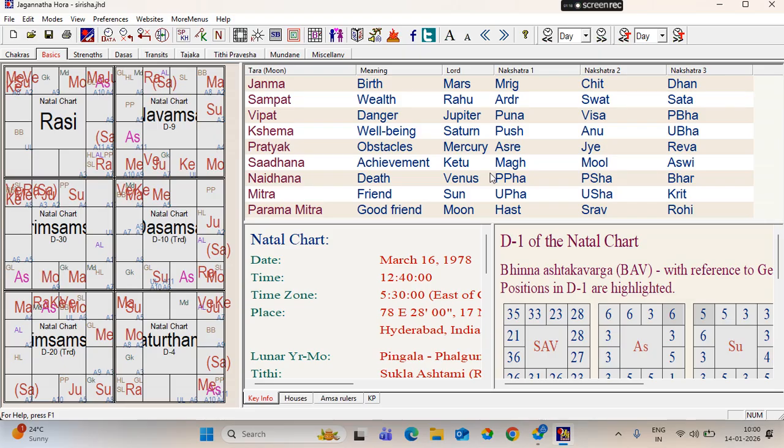So how do we know what results will be given by the transits of the nakshatra lords through the moon? For example, if I'm talking about Sampattara, here you find that the nakshatras associated with Sampattara are Aridra, Swati, and Satabisha. That means whose lord is Rahu. Sampat here means money, wealth, finances.